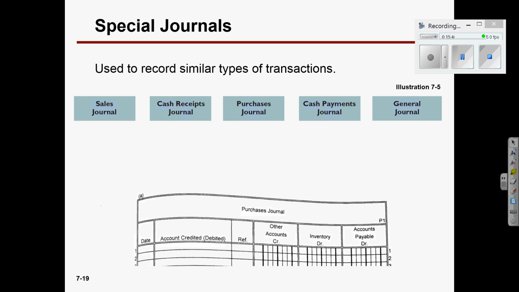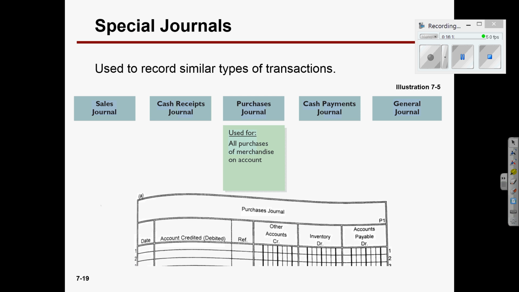Last one, purchases. Anytime we purchase on account. Remember, we can purchase two ways, just like we can sell two ways. We can purchase on account, meaning, hey, bill us, send us a bill. Becomes an AP, we owe someone. Or we can buy something with cash, but that wouldn't be in purchases, it would be in cash payments. So do you see how they kind of work together?